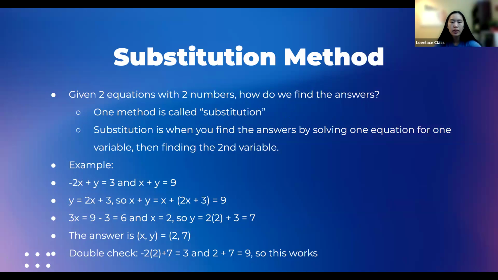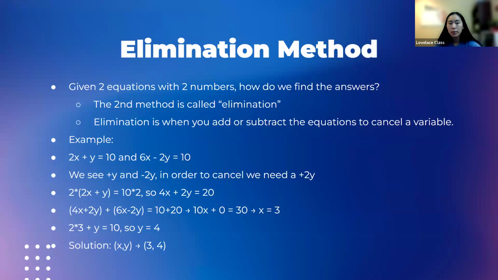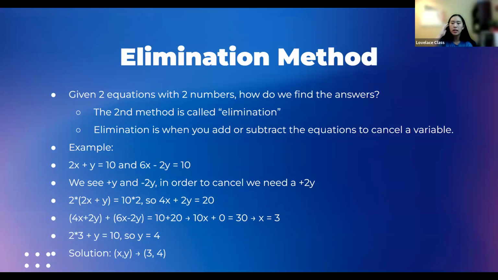Anyone have any questions? But the second method is called the elimination method. Elimination is basically when you add or subtract these two different equations to cancel a variable so that you can solve for the other variable. So we'll start off with an example. We have 2x plus y equals 10 and 6x minus 2y equals 10. There are multiple ways to do this. You can obviously use substitution because we see a y there; we can say y equals negative 2x plus 10.